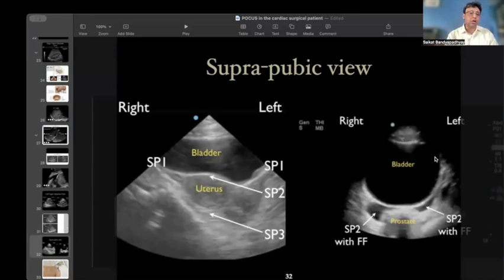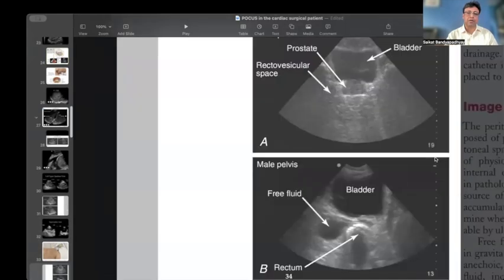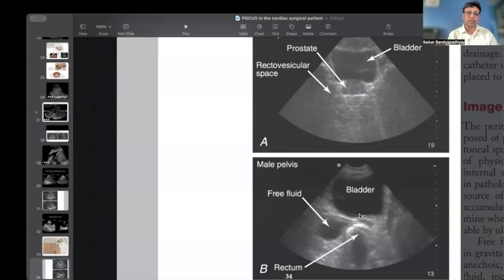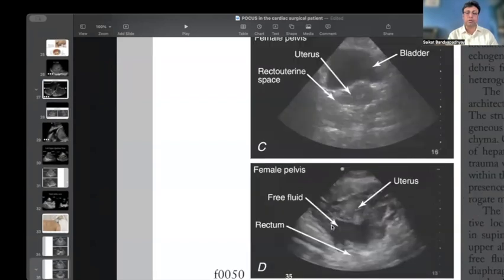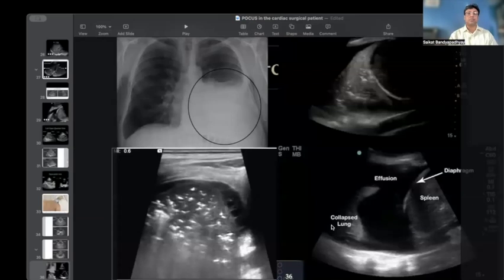So otherwise, not much significant for a cardiac surgical ICU. This is more for a trauma patient. You need to identify whether, in this particular case, there's a trauma and there's fluid, either a ruptured bladder or blood collected in the paravesicular space in this patient. So we are not going to talk about this anymore. Next, we are going to focus specifically on some images of lung ultrasound.